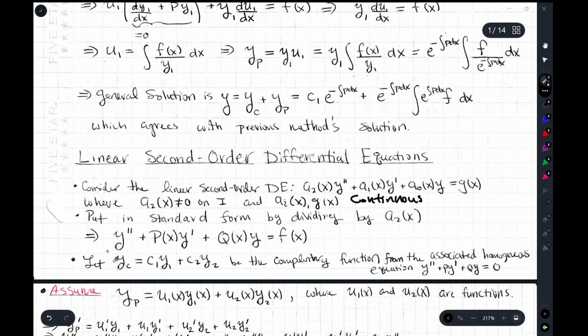Okay, we're going to put it in standard form by dividing by a2. And we get this here, where p of x is just going to be a1 divided by a2, and so on.